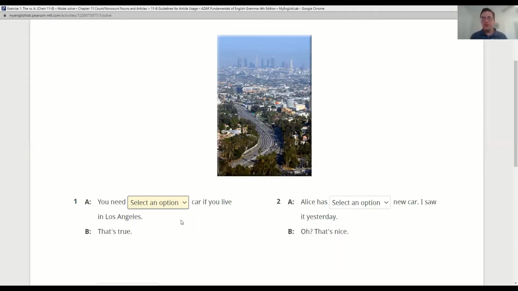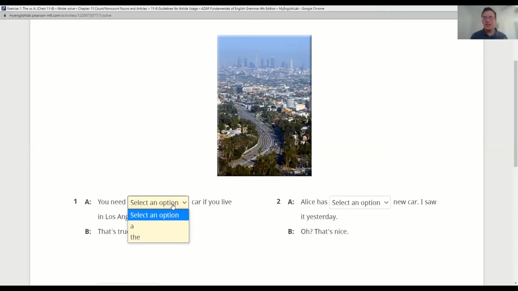Here we have a picture of downtown Los Angeles in California. I used to live there, so I saw this all the time driving around. You need a car if you live in Los Angeles. You need a car or you need the car?